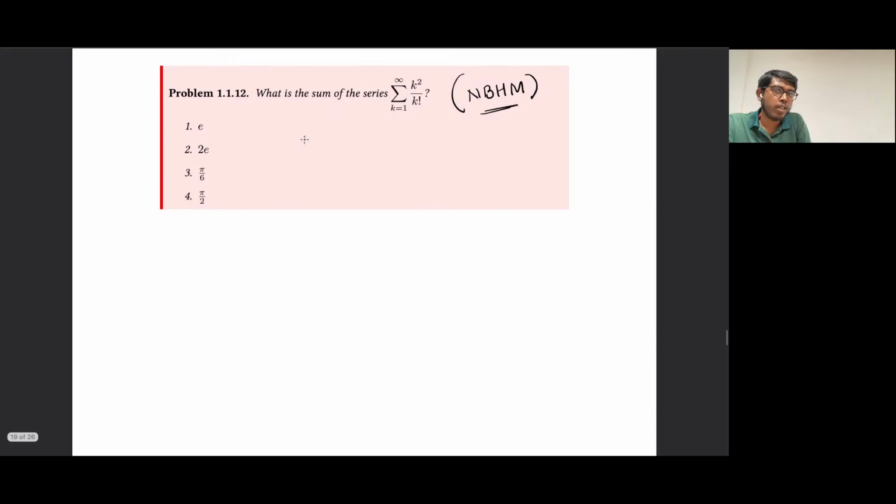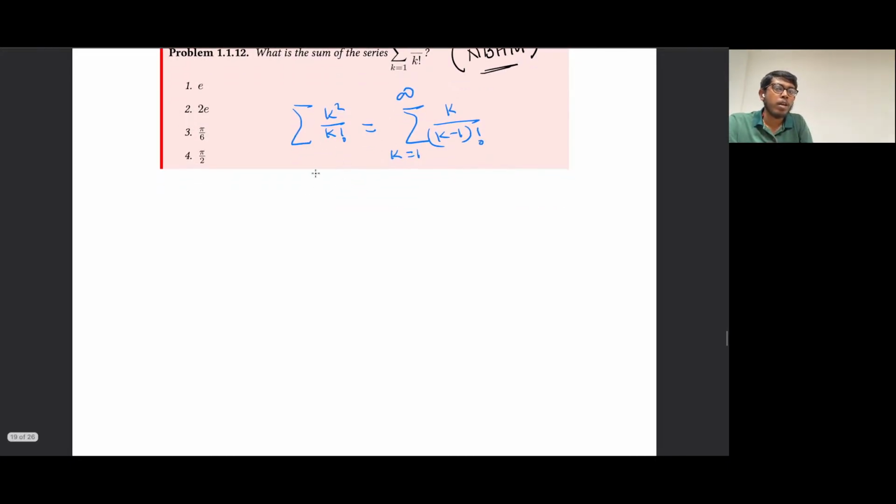So you see, we need to evaluate this sum, k square by k factorial. But what is this? This is equal to k by (k minus 1) factorial, where k runs from 1 to infinity. So we need to write this in some familiar series. I have k and I have k minus 1, so I'll just do k minus 1 plus 1.